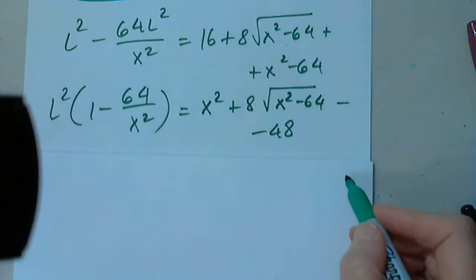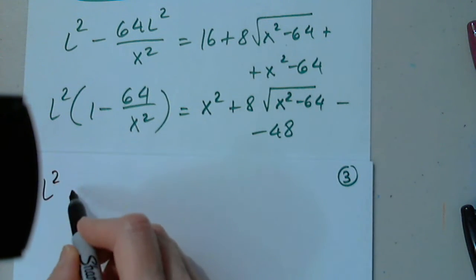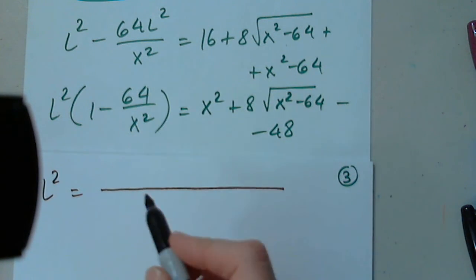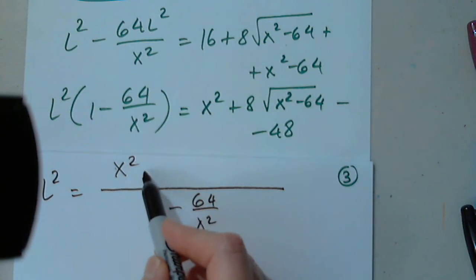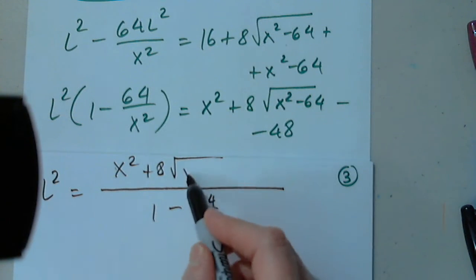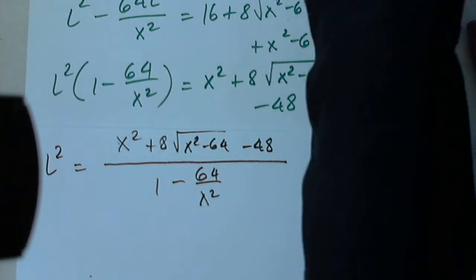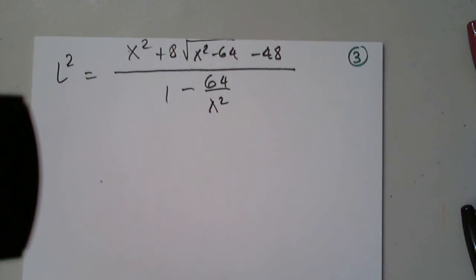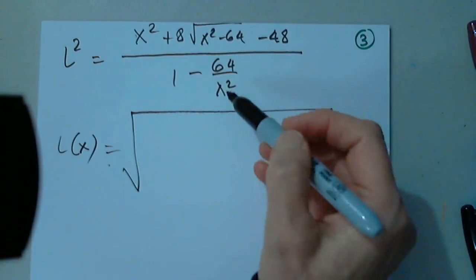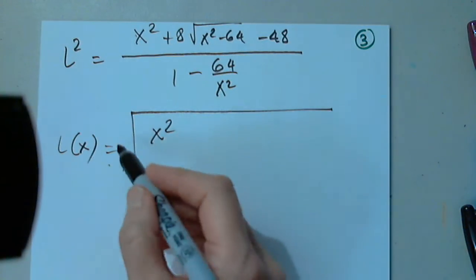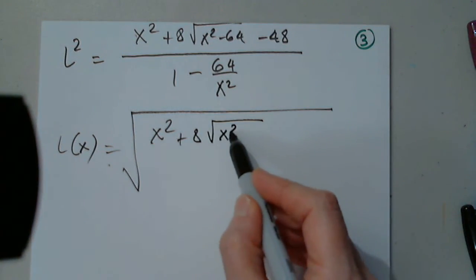Yeah, not friendly calculations. Now I see why that was an issue. So L squared is a function of X indeed. And the numerator is X squared plus 8, the square root of X squared minus 64 minus 48. So we found our L of X, which is basically the square root of all this. Notice that I didn't put plus or minus because we are talking about the distance. Otherwise, it should have been there.